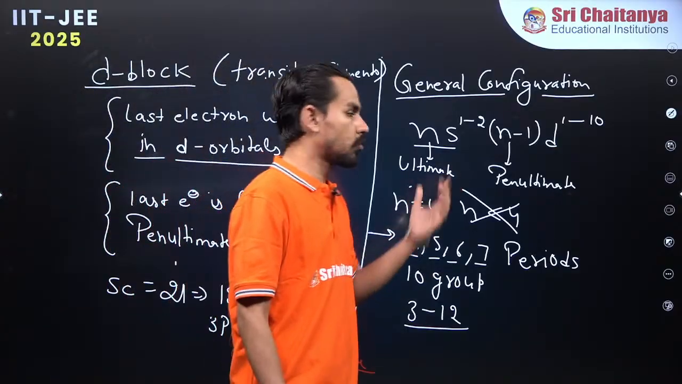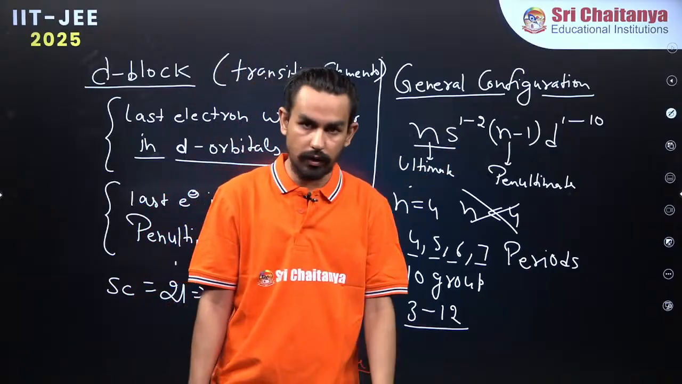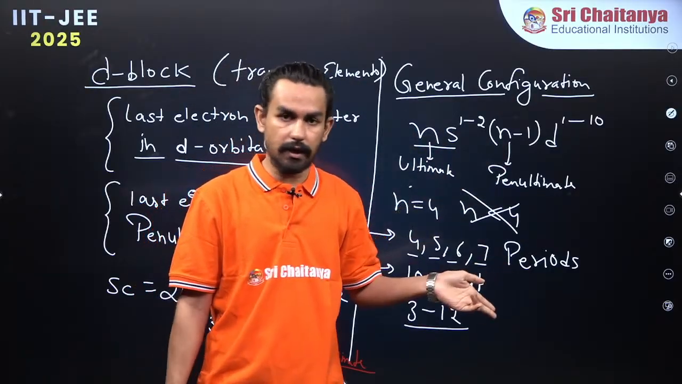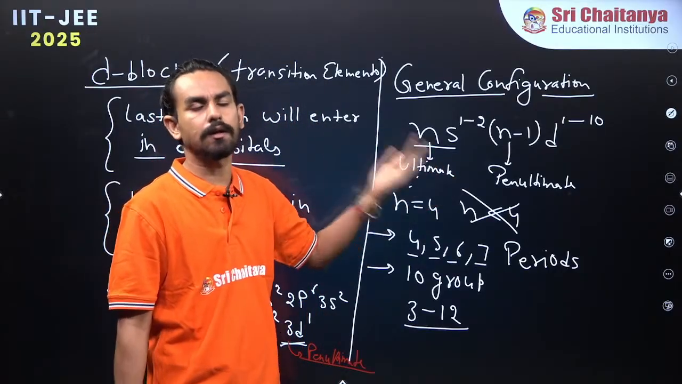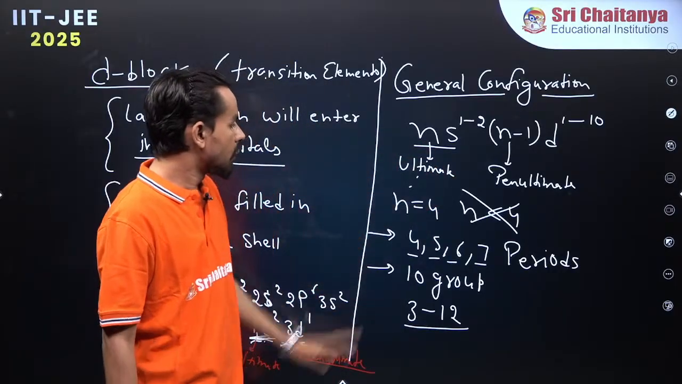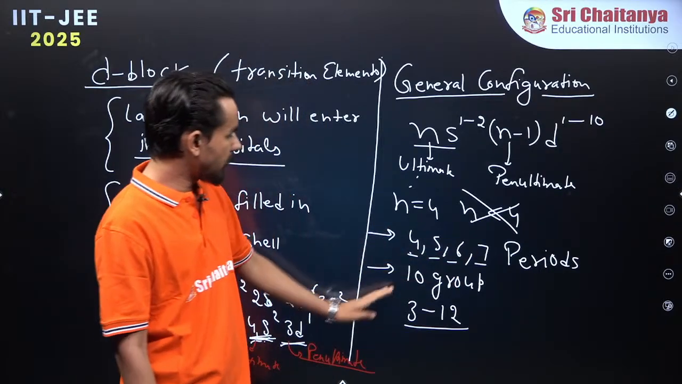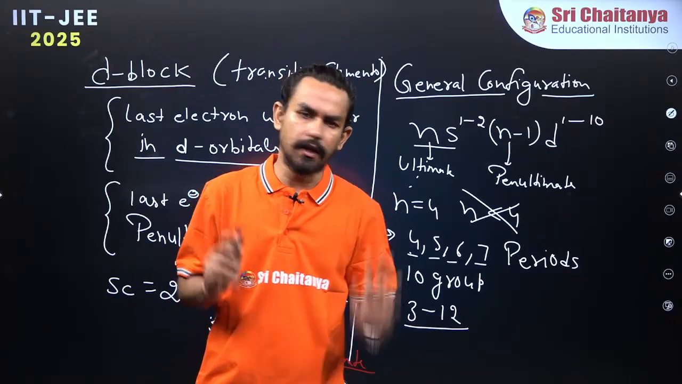Apart from that, the general configuration is ns1-2 (n-1)d1-10. Here n-1 means outermost minus 1, that is the penultimate, and n is the outermost period, or n represents the period number directly. There are 4 periods, 4, 5, 6, 7. Apart from that, 10 groups, that is group 3 to group 12, lie in the D block.